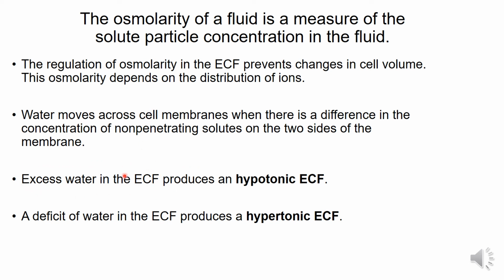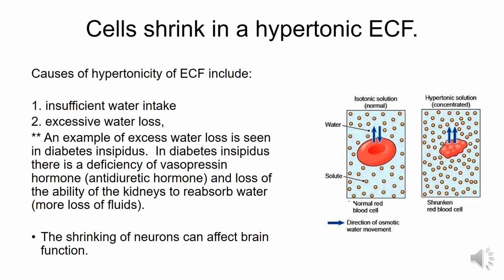If there is excess water in the extracellular fluid, this will lead to hypotonic extracellular fluid. If there is less water in the extracellular fluid, this will lead to hypertonic extracellular fluid. What happens if cells are put in hypertonic solution? They shrink. Shrinkage of the cell in hypertonic solution is not useful, especially for neurons, because shrinkage of neurons can affect the brain functions.